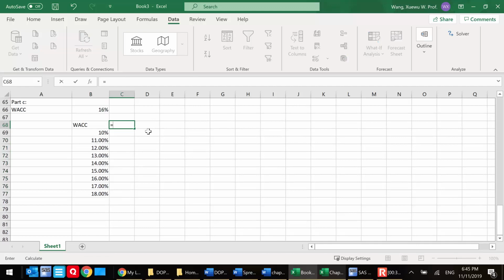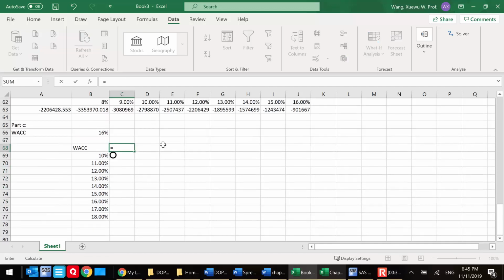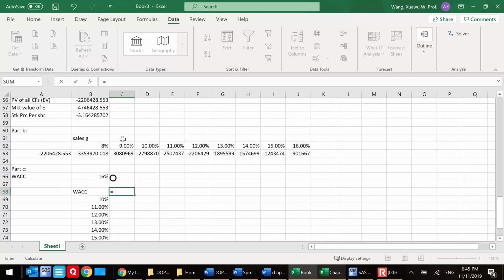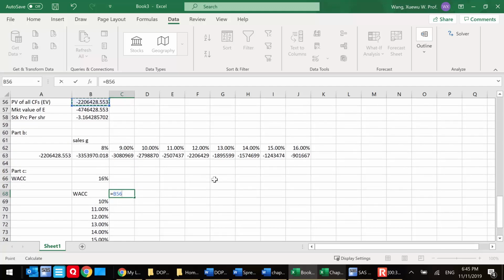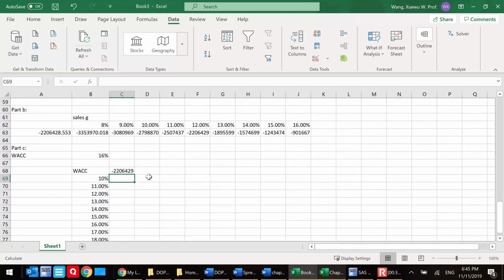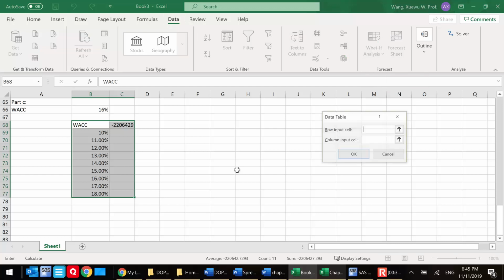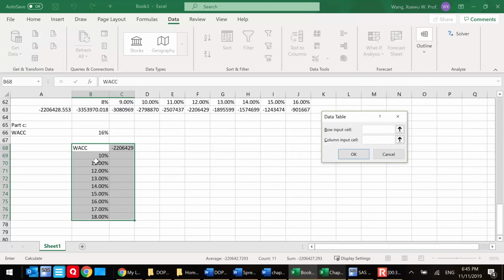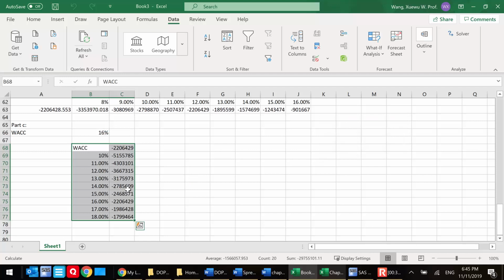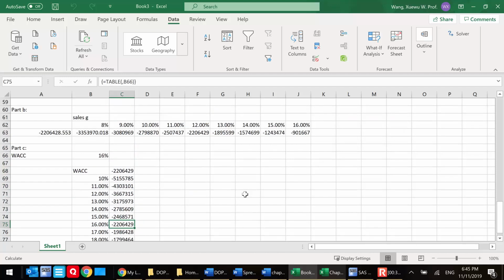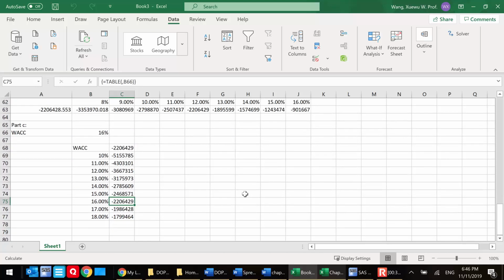Now I'm going to use this corner here to look at the enterprise value. I've linked the formula, and now I can highlight everything and go to Data, What-If Analysis, Data Table. In this case, the row input cell is going to be empty and the column input cell is going to be the WACC. Let's click OK, and we should see this number here. That's what we saw from part A. So this is all done.